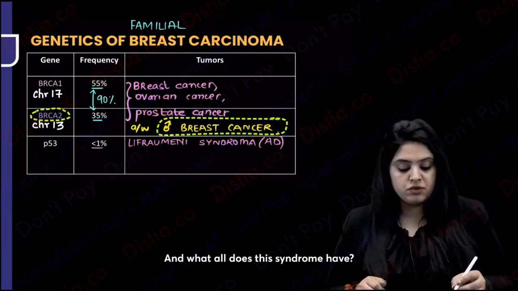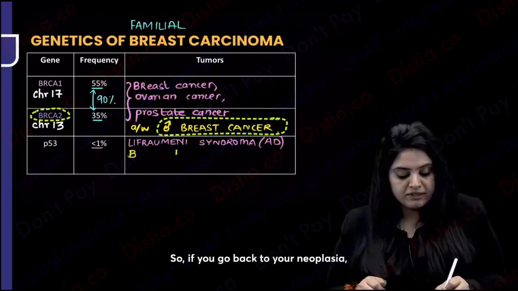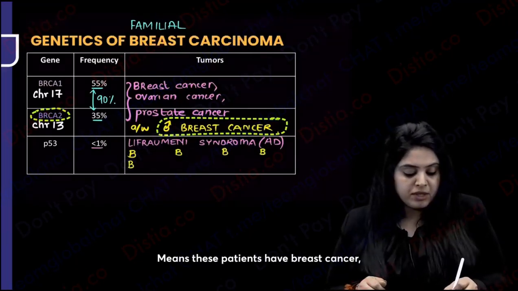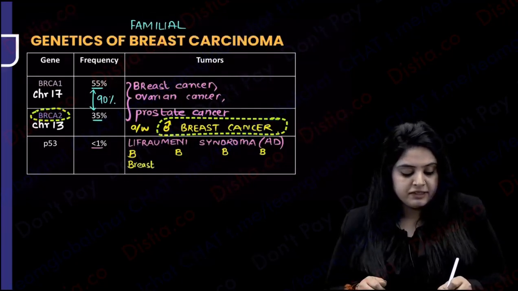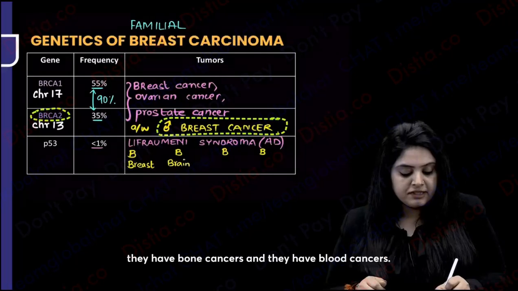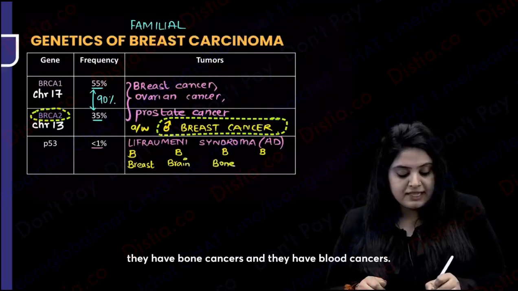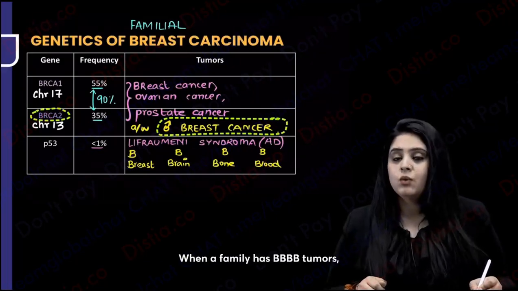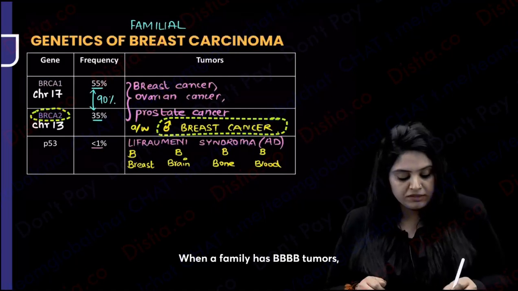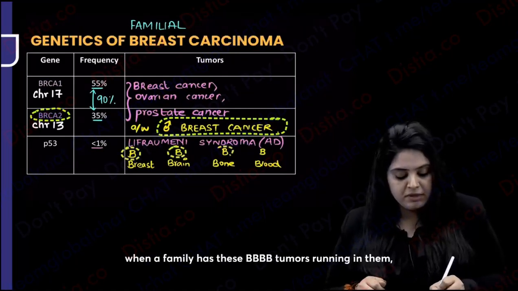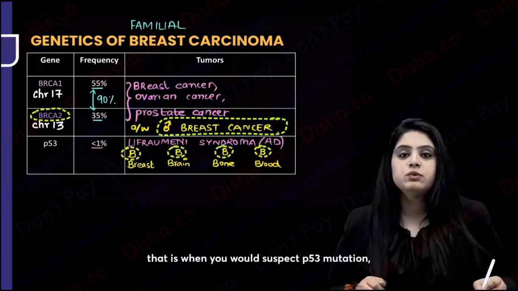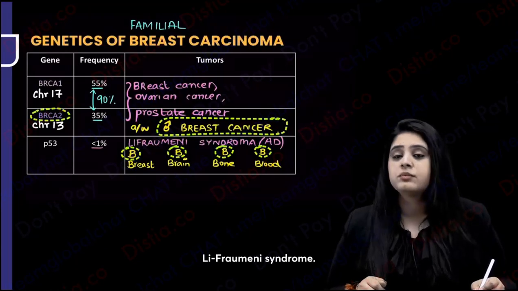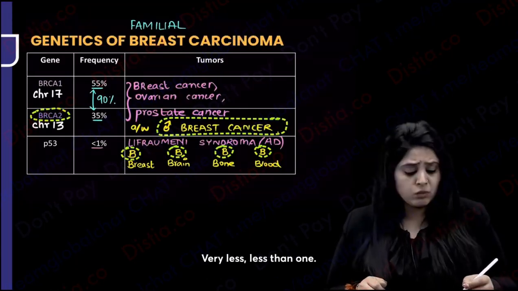And what all does this syndrome have? So if you go back to your neoplasia, you will remember the story of BB tumors. Means these patients have breast cancer, they have brain cancers, they have bone cancers, and they have blood cancers. So breast, brain, bone, blood. When a family has these BB tumors running in them, that is when you would suspect P53 mutation, Li-Fraumeni syndrome. How much percentage? Very less, less than 1.